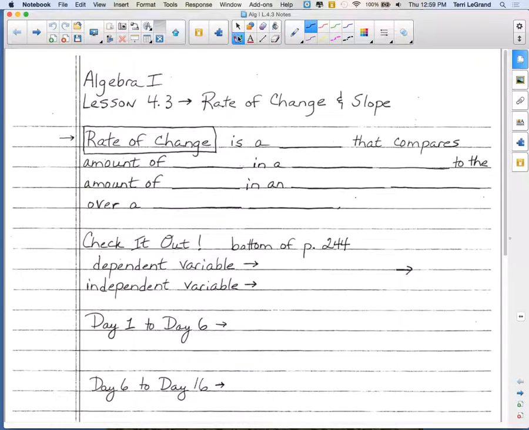So our learning goals today, we have a couple of them over here. I can find rates of change and slopes. I can relate a constant rate of change to the slope of a line. So we were starting to do that in your exploration yesterday.